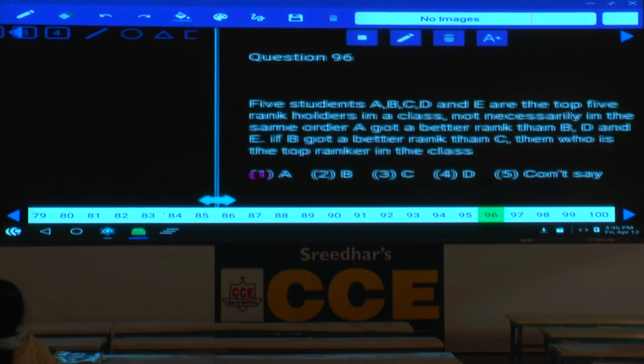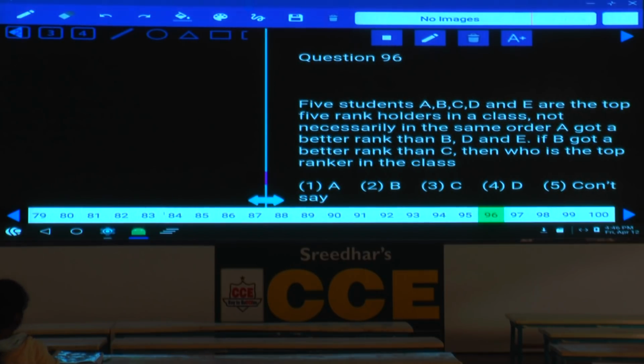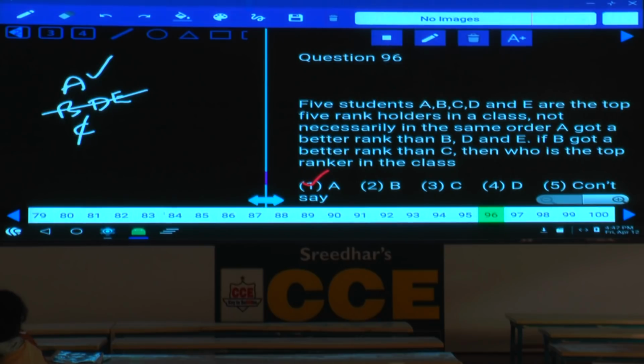Now question number 96. 5 students A, B, C, D and E are the top 5 rank holders in a class, not necessarily in the same order. A got a better rank than B, D and E. A got a better rank than all these 3 persons, B, D and E. Then next one, B got a better rank than C. As B got a better rank than C, and C got a lower rank than B, what is the question here? Who is the top ranker in the class? B, C, D, E cannot be the top ranker. A is the top ranker. Done with this? Hence, what is your answer here? 1 is the answer. Question number 96, it is choice 1.